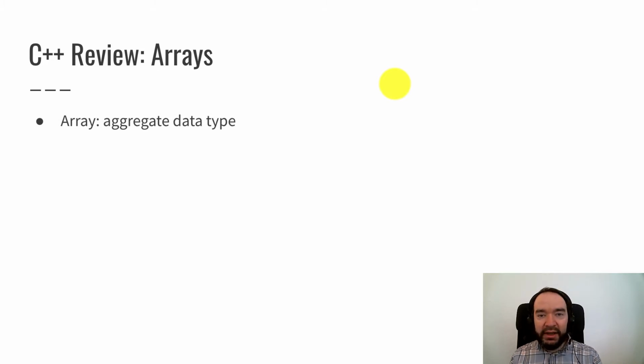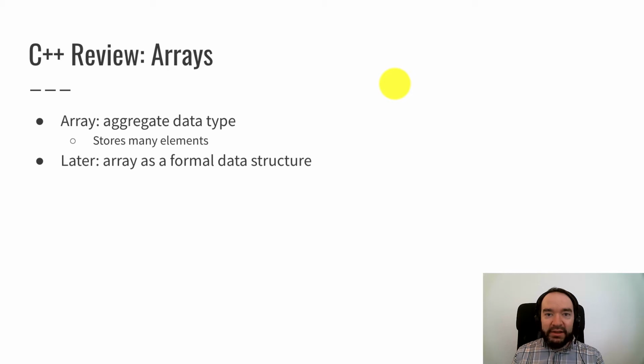As you may know, an array is an aggregate data type. That means it's a data type that holds more than one thing that are connected together or aggregated. So an array stores multiple elements. Each element is one piece of information stored in that array.